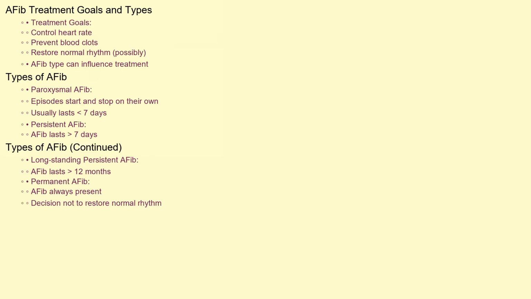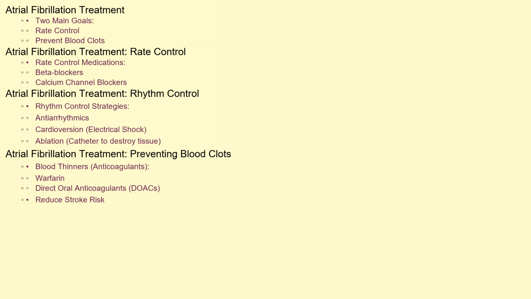While the treatment goals for AFib are generally the same, to control the heart rate, prevent blood clots, and possibly restore normal rhythm, the type of AFib a patient has is sometimes used to describe treatment strategies. For example, paroxysmal AFib is when episodes start and stop on their own, usually lasting less than 7 days. Persistent AFib is when AFib lasts longer than 7 days. Long-standing persistent AFib is AFib that has lasted longer than 12 months. Finally, permanent AFib is when AFib is present all the time, and a decision has been made not to try to restore normal rhythm.